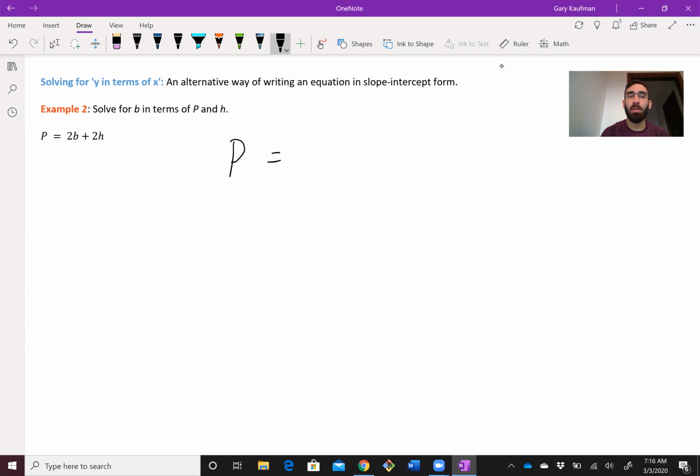So we have this equation. And when it says solve for b, that means in the end, oh, that's supposed to be an h. So solve for b, it means in the end, I want b equals. The idea is to get b by itself.